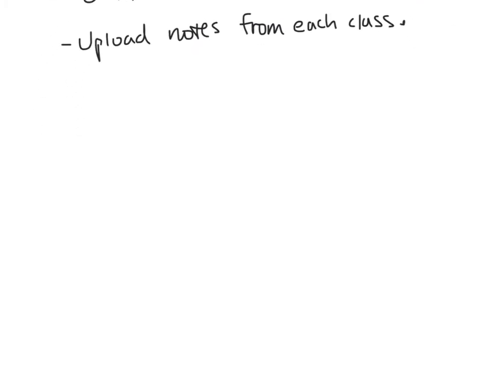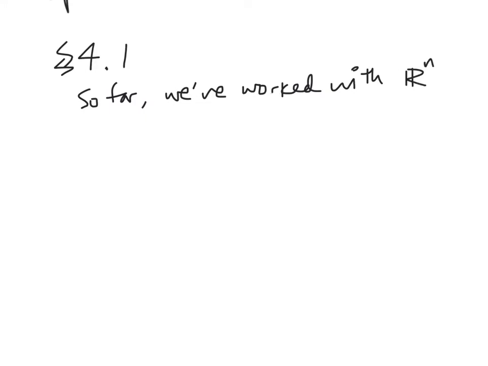So today we're going to look at chapter 4.1, and we'll look at section 4.2 later. Today we're going to generalize things that we've learned from the real numbers. So far, we've worked with the real numbers, or the real numbers to the nth power. These were vectors with n entries. We need to generalize this to what's called a vector space.